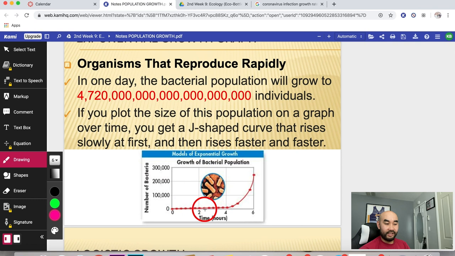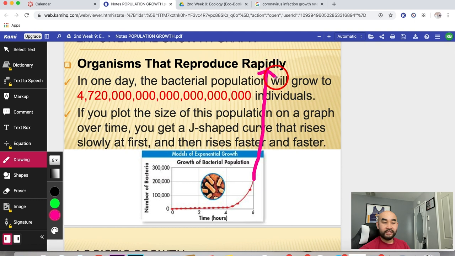It starts slow, very little, but as more people pick up the virus, suddenly more and more people get it. Because life is good, all the environment is perfect for the coronavirus. So it will keep growing, growing, growing, growing, growing, growing.